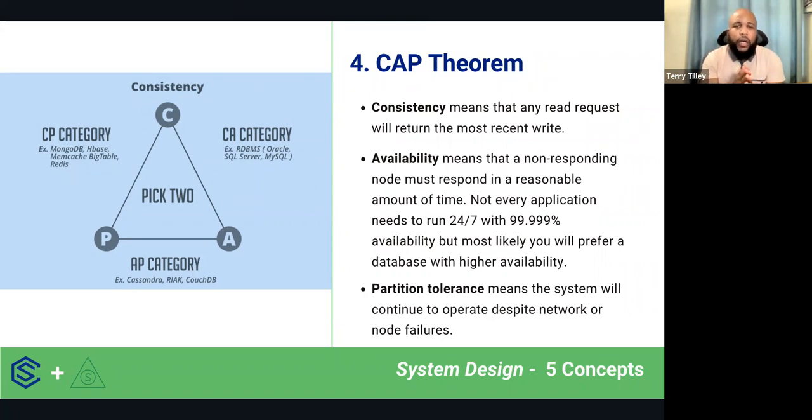For example, maybe in your database you want consistency to be the most important thing. You want the data to be the freshest data ever. And then you go with partition tolerance, right? Because you want it to be able to survive if there's a network interruption. Then you may want to go with something like a MongoDB database because it'll prioritize those.